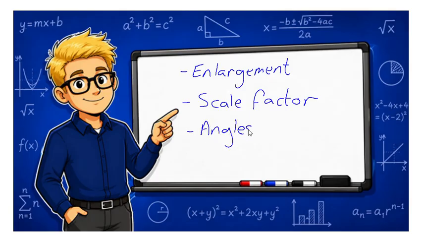And the angles, when we do the enlargement, the angles stay the same. So two shapes are similar if one of the shapes is an enlargement of the other one, if the length of each side has been multiplied by the same number, which we call the scale factor. Let's look at two exam questions.